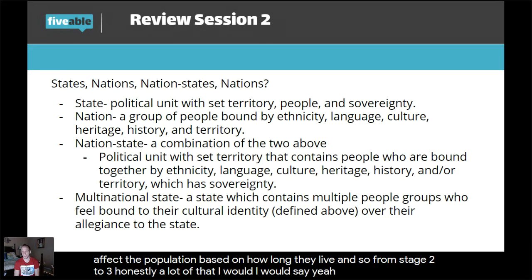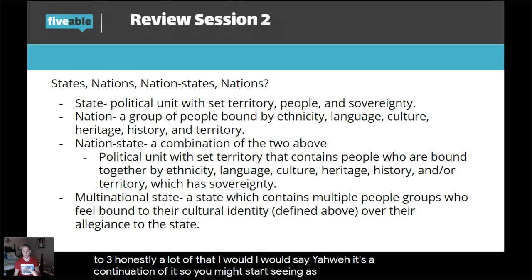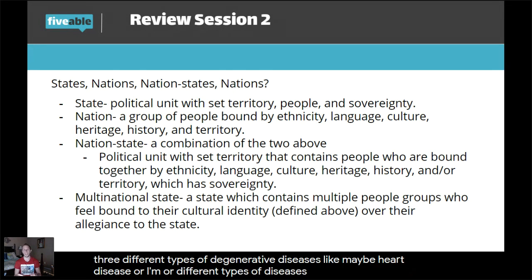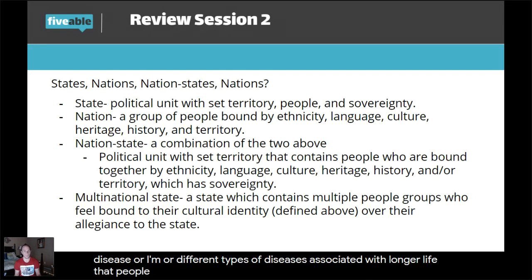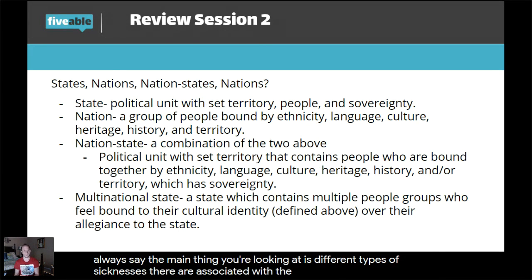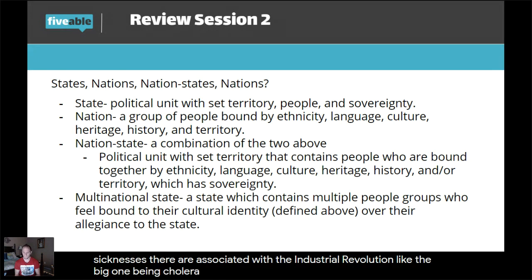And so from stage 2 to 3, honestly, I would say in a way it's a continuation of it. So you might start seeing, as you move into stage 3, different types of degenerative diseases like maybe heart disease, or different types of diseases associated with longer life that people wouldn't get if they died at a very young age. In stage 2, I would say that the main thing you're looking at is different types of sicknesses that are associated with the Industrial Revolution, like the big one being cholera. Okay, and then again, as you go on, you start seeing things like cancers and things like lung disease, or things that are caused by people who basically have enough money to spend on things like cigarettes that kill you.